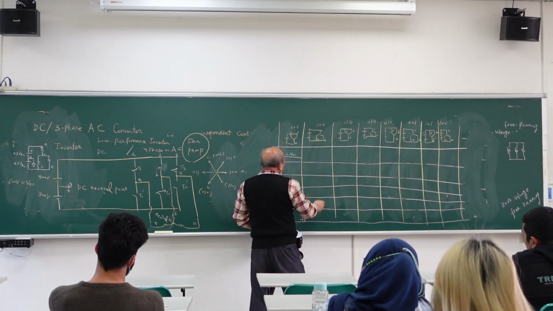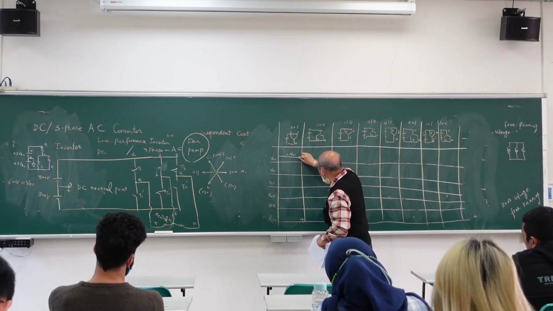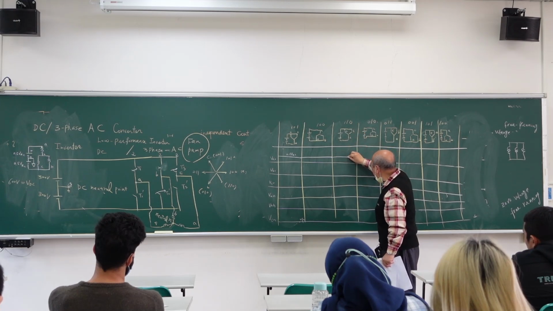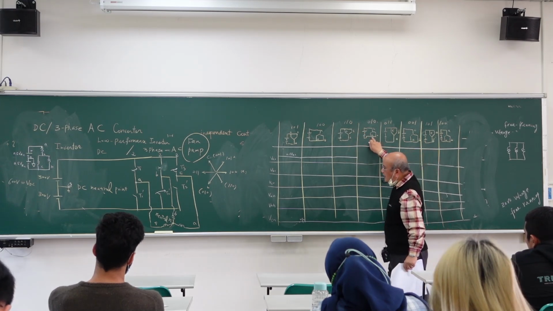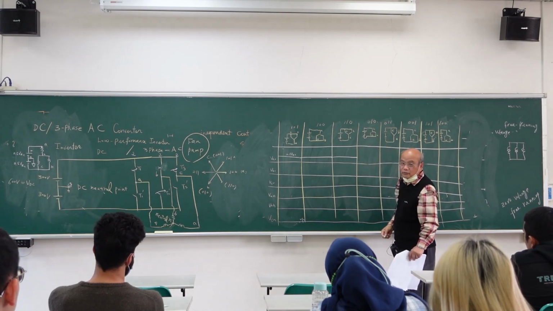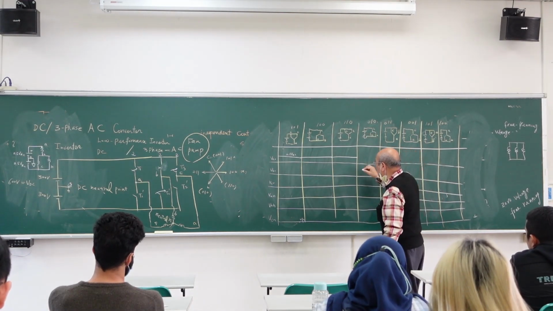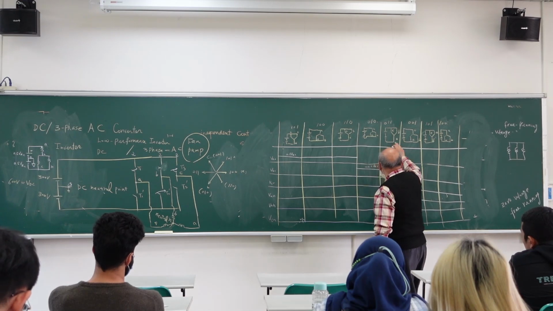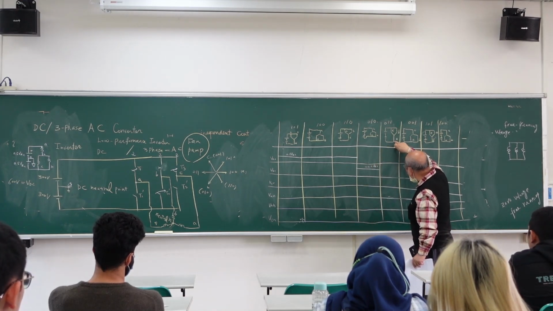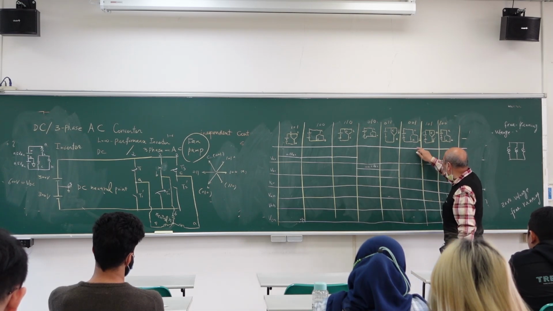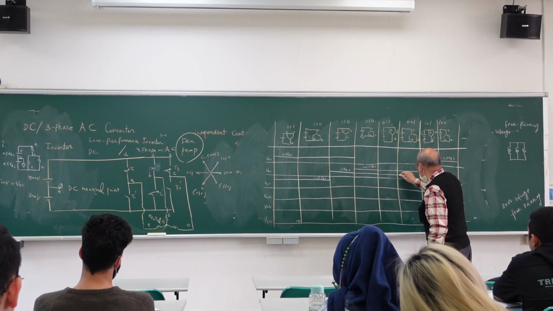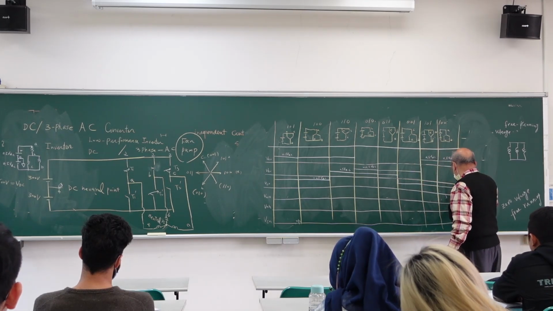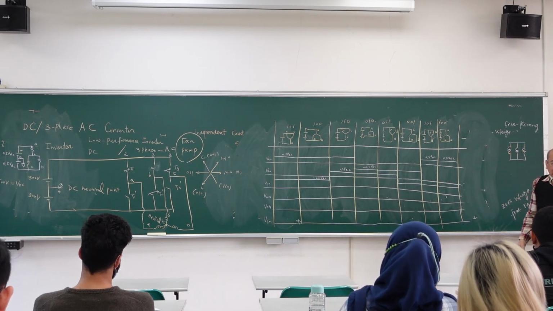So you can say VA0 is 0.5 VDC. Here, A is up, 0.5 VDC. Here, A is up, 0.5 VDC. Here, A goes down, so A is equal to negative 0.5 VDC. A is at the bottom, minus 0.5. B at bottom. So we can draw VB0, right?